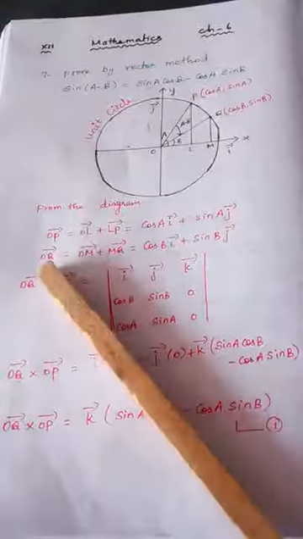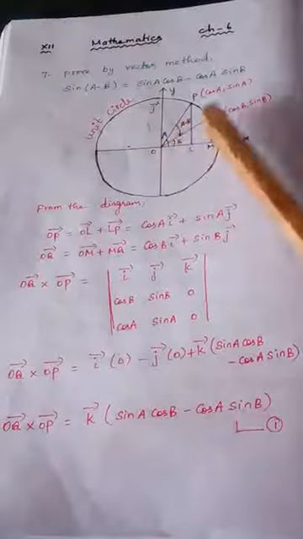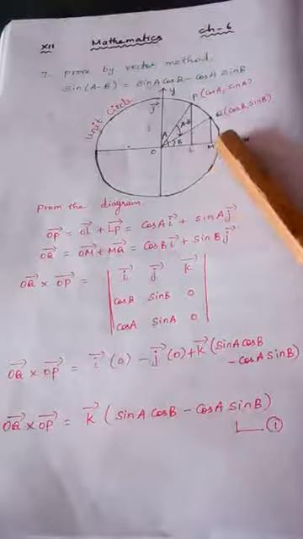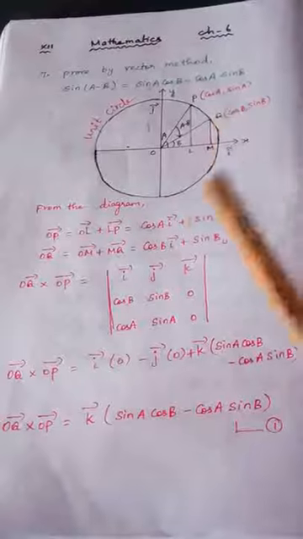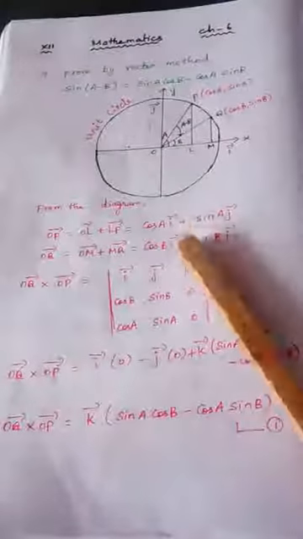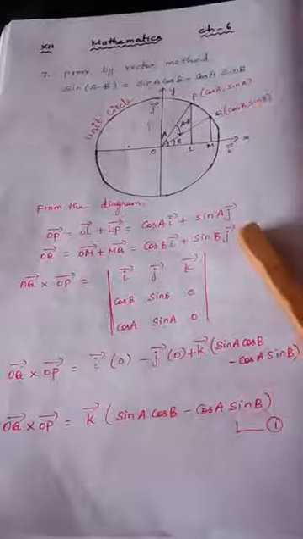In the same way you write OQ vector. OQ vector can be written as OM vector plus MQ vector. OM value is cos B, the x value, i vector, plus the y value, sin B, j vector.